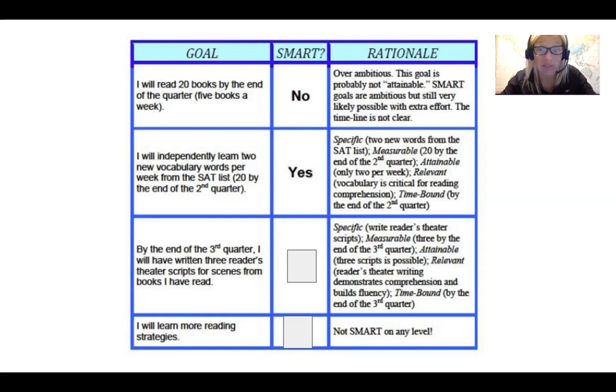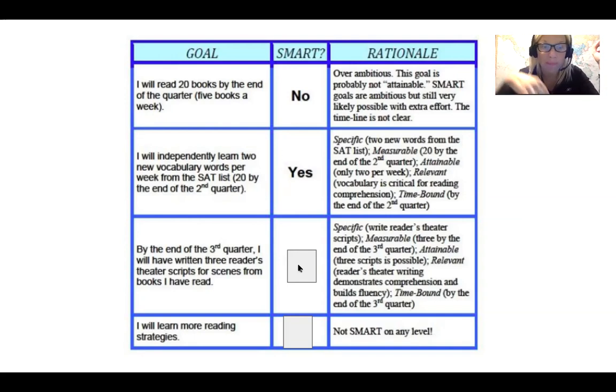Yes, it's specific. So it says 2 new words from the SAT list. So it's telling me that it's not just any 2 words, that they have to be new. And it's measurable, 20 by the end of second quarter. That's attainable because it's only 2 per week, and it's relevant because the vocabulary is something that you have to have for reading comprehension. And then last, there is a time-bound quarter, which is by the end of second quarter, and it also breaks it very specific into 2 per week. So that time-bound and attainable kind of work hand in hand.